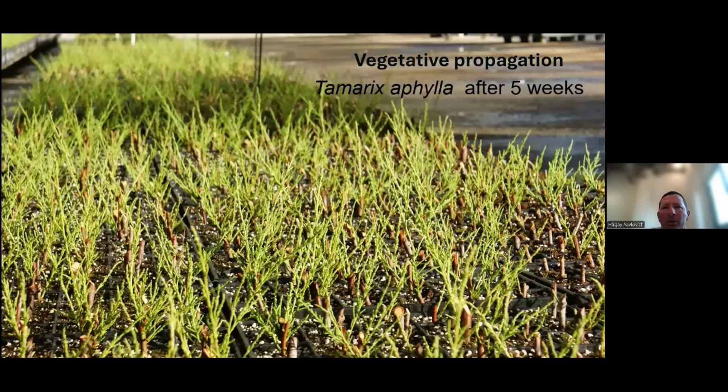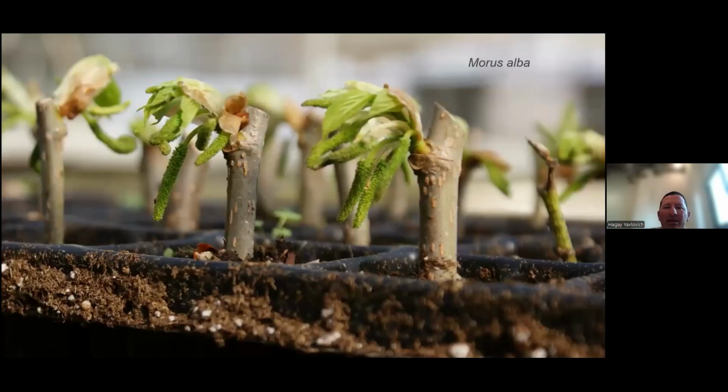Of course, we also have vegetative propagation, if you still remember the start of my presentation. This is, for example, Tamarix aphylla after 5 weeks. And you can see here very nice rooting of Morus alba, okay? And you can see already the fruits, because it's not juvenile if you make the rooting, so you get immediately an old tree.